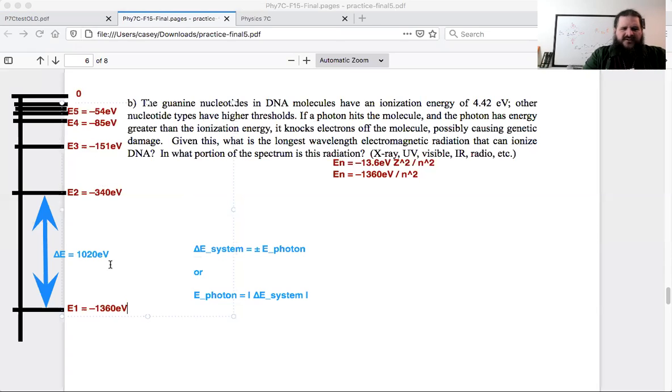So we don't really know what these energy values are, except it tells us that the ionization energy is 4.42 electron volts. That means if the photon that hits the molecule has 4.42 electron volts or more, then it's able to knock the electron out of the atom and make it an ion. And that's what I was talking about earlier, that if you're at some energy level and you add enough energy to make the energy go up to 0 or higher, you've broken the bond. You've allowed the electron to get enough energy to leave the atom entirely.